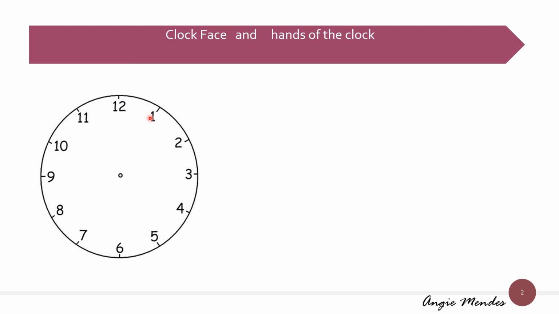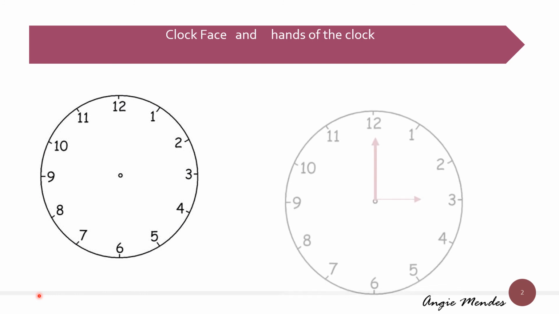Not always will there be numerals written on the clock. Sometimes there could be Roman numerals as well. And the clock face is not always circular. It could be square or rectangular too. Now on the clock face, we have the hands of the clock.